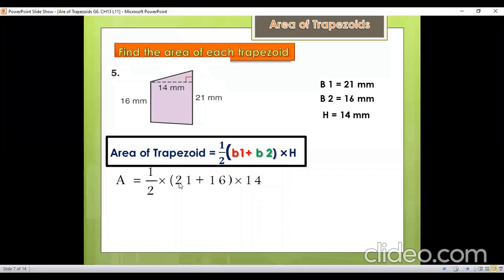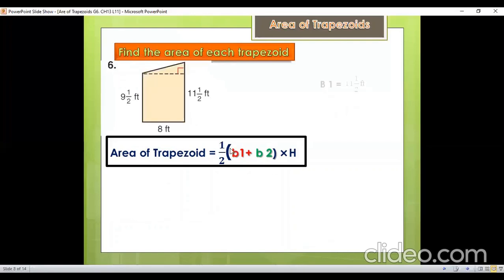21 and 16 is 37, then half multiply 37, multiply 14. Is it easy to get half of 37 or half of 14? Half of 14 is very easy. See, you can get it. Half of 14 is 7. Then it's 7 multiply 37. 7 multiply 37 equals: 7 multiply 7 equals 49, 9 and carry 4. And then 7 multiply 3 equals 21, and the 4 equals 25. The answer is 259 square millimeter.